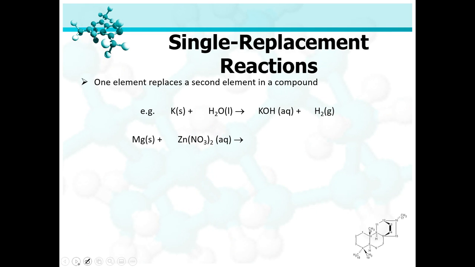All right, replacement reactions. Literally, elements are kicking each other out of compounds and taking their places. That's why it's called replacement. In single replacement, there's some single element in the beginning that knocks something else off, and then the other thing is single. So I have potassium single, now I have hydrogen single.